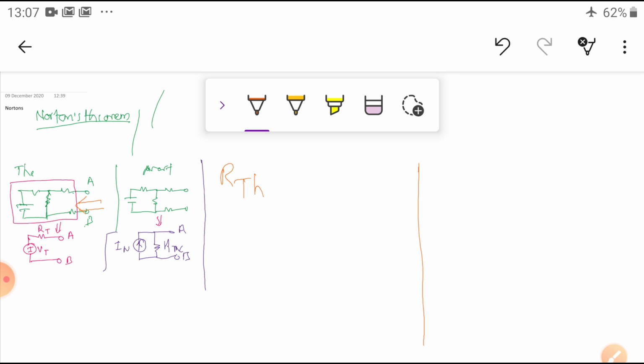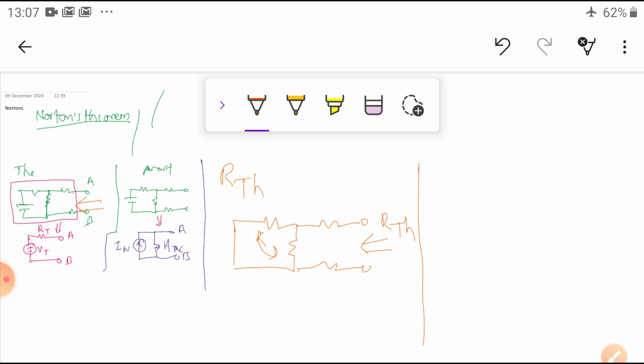How do you calculate it? The voltage source is shorted, and then look at the resistances. These are the terminals. By seeing here, these two resistances are connected in parallel, and the others are connected in series. That is called R Thevenin.